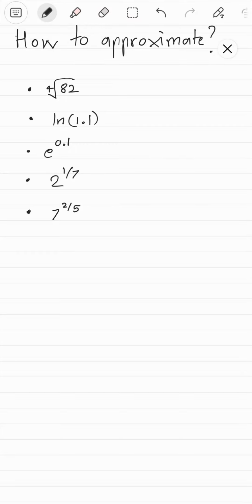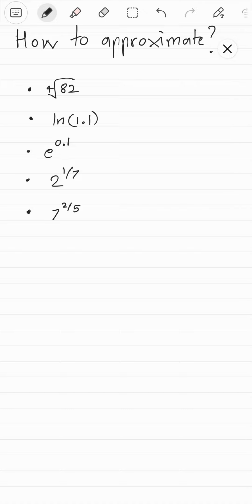Right. So this video is about how to approximate expressions that are approximatable. That is, you might find a method to actually approximate them. And I'm going to show you some methods that can be applied in some cases. Let's start. The first thing that we want to approximate is the fourth root of 82.